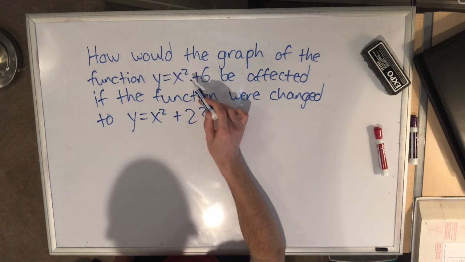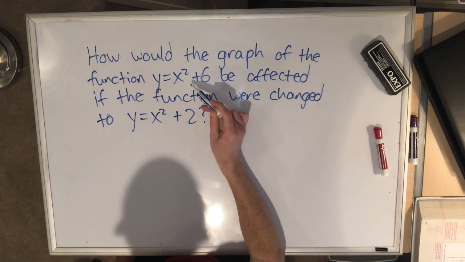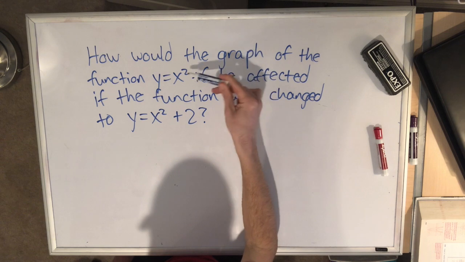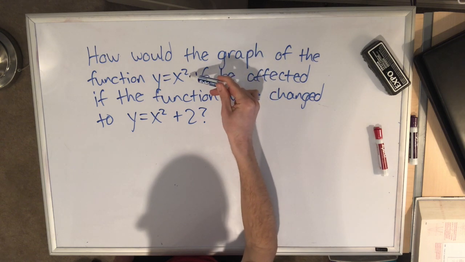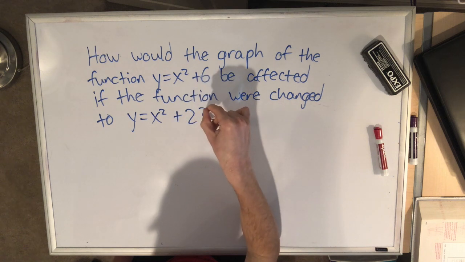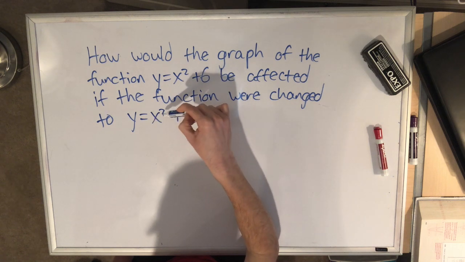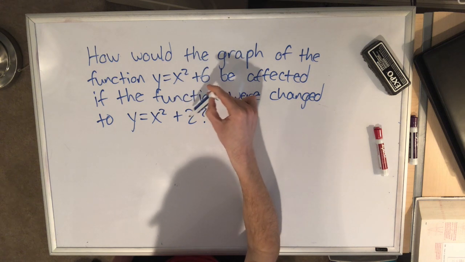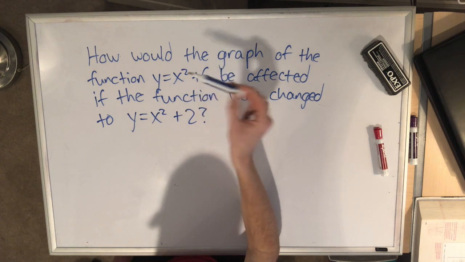The graph of y equals x squared plus 6 is the same as the graph of y equals x squared, except that it's shifted up 6 units because positive 6 is being added to the function y equals x squared. And the graph of y equals x squared plus 2 is the same as the graph of y equals x squared, except it's shifted up 2 units because positive 2 is being added.